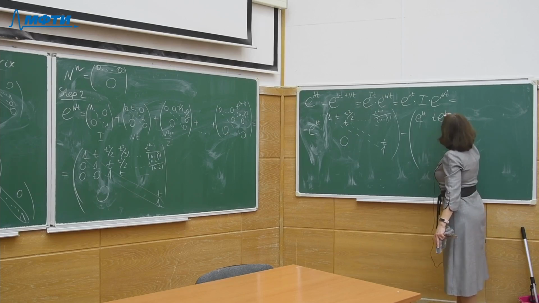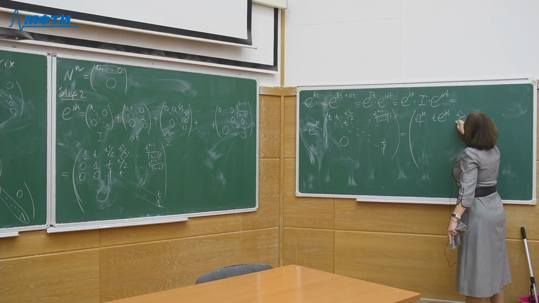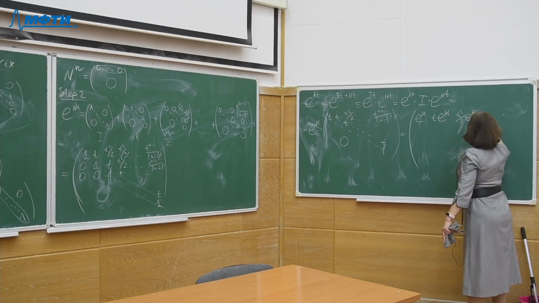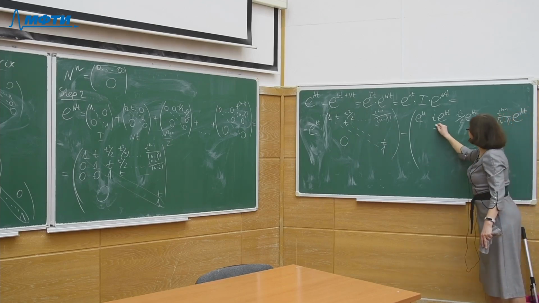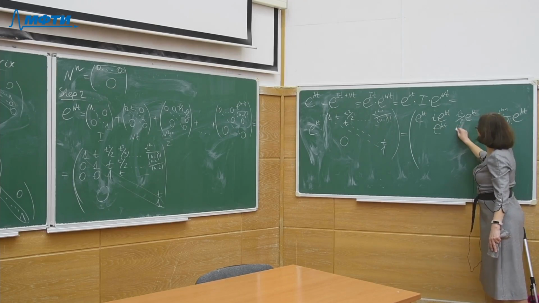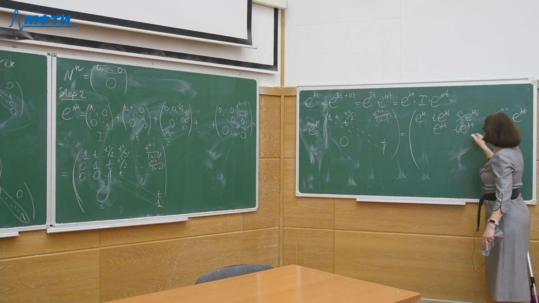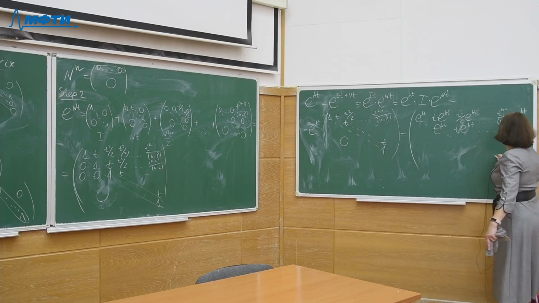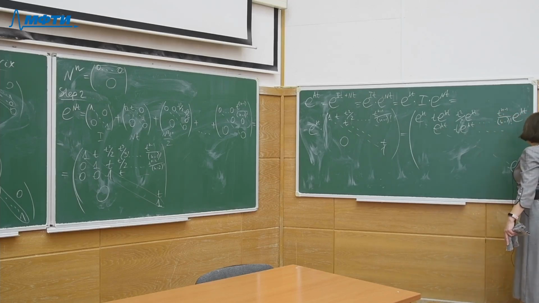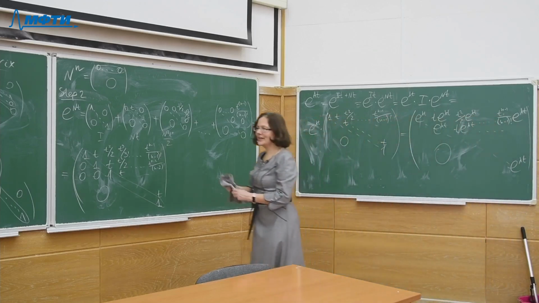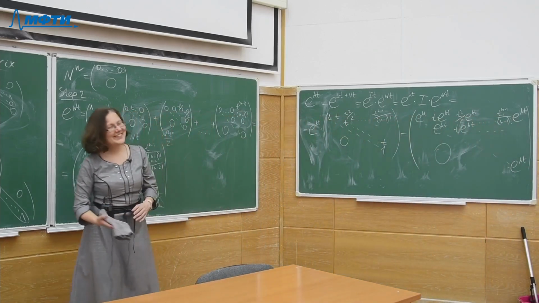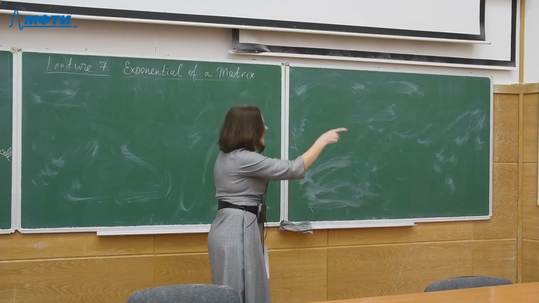times e to the power lambda t, t squared over 2 times e to the power lambda t, up to t to the power n minus 1 over n minus 1 factorial e to the power lambda t, and e to the power lambda t. Okay, so this is an answer. Homework you're going to get. So this formula is proved.